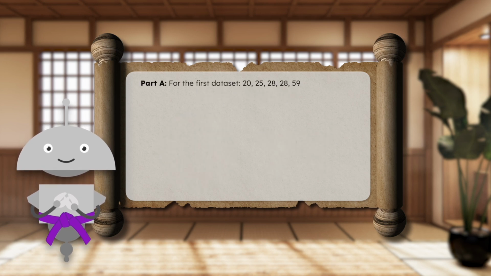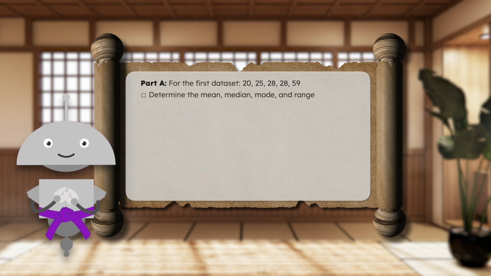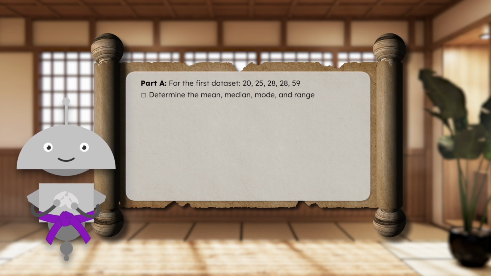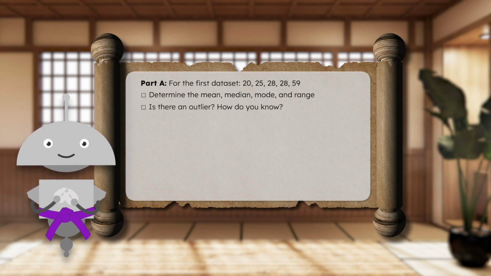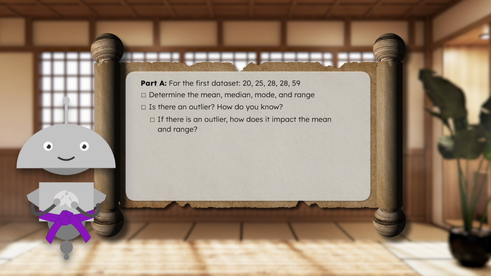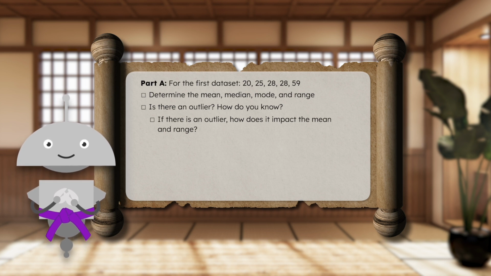Part A. For the first dataset, determine the mean, median, mode, and range. Is there an outlier? How do you know? If there is an outlier, how does it impact the mean and range?